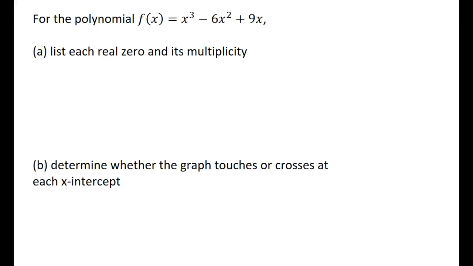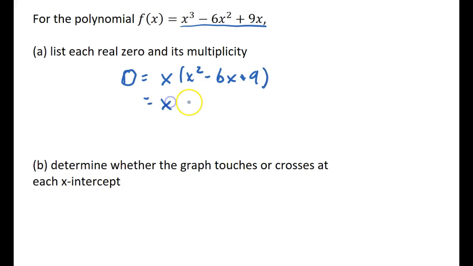All right, so here we're given a polynomial, and we're supposed to do several things with it. First, we're going to list each real zero and its multiplicity. Well, to find the zeros, we're going to try and factor it, okay? So I hope you notice that I can take an x out of all these terms. So I'm going to set the whole thing equal to 0 and factor out an x. And you'll notice that x squared minus 6x plus 9 factors into x minus 3 squared. So now I know what my zeros are.